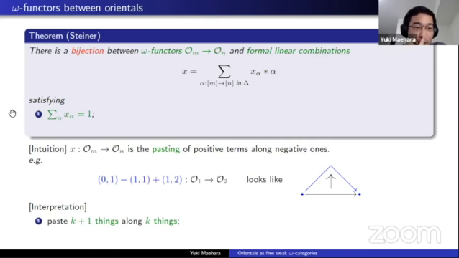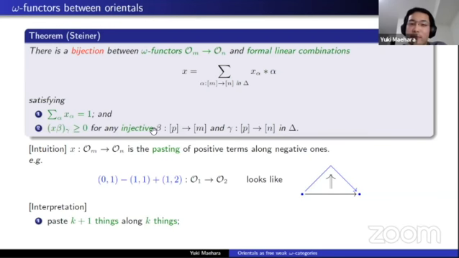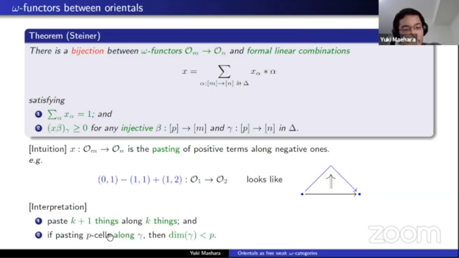And the second condition is much harder to parse. So maybe just ignore this condition; don't try to actually read it. But if you stare at it for long enough, you can figure out that what it's saying, according to this intuition, is essentially that if you are pasting p cells along some gamma, then that gamma should be part of the boundary of those p cells. So its dimension should be strictly lower than p. So hopefully that sounds reasonable enough.